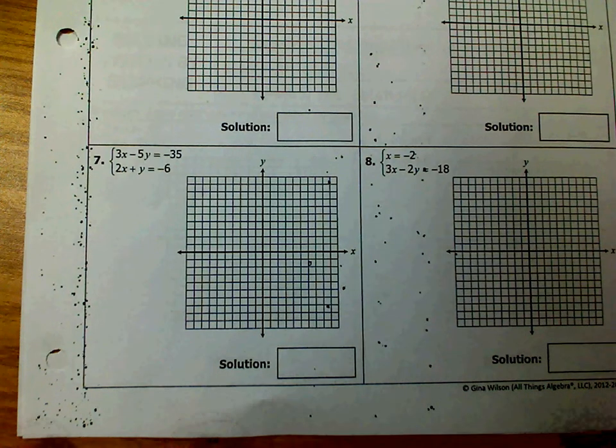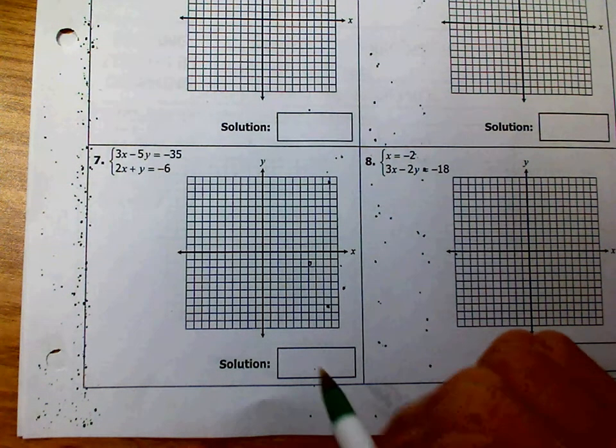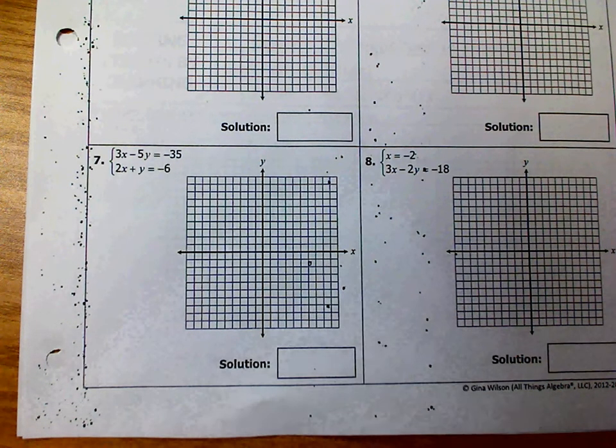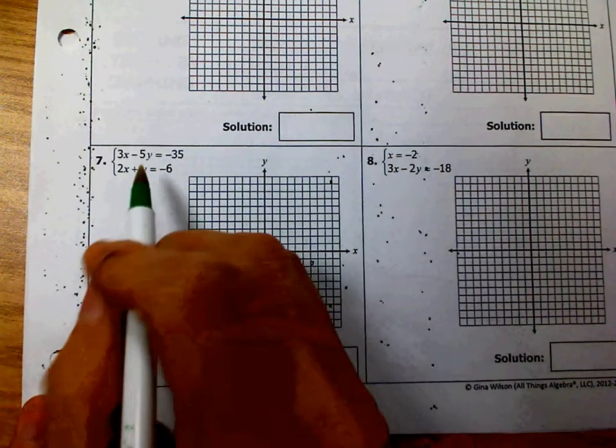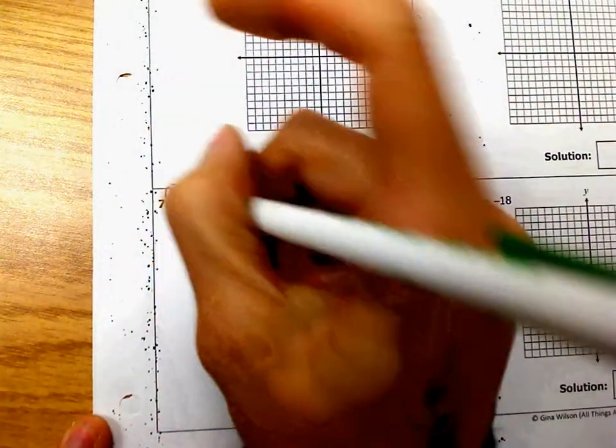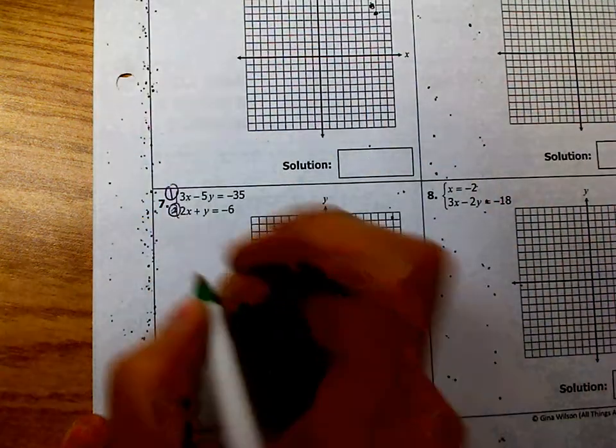Okay, the homework for tonight, you have to do number 7 on this page, and then on the other one, you'll have to do numbers 2, 5, and 6. Okay, so this one, in order for us to find the solution, we have to put this in slope-intercept form and graph them. So neither of these are in slope-intercept form, so I'm going to put them in slope-intercept form.